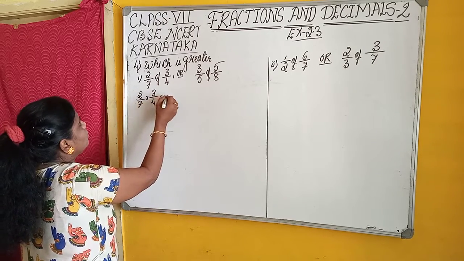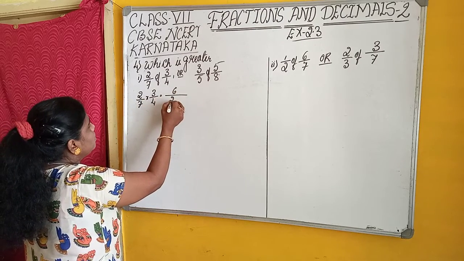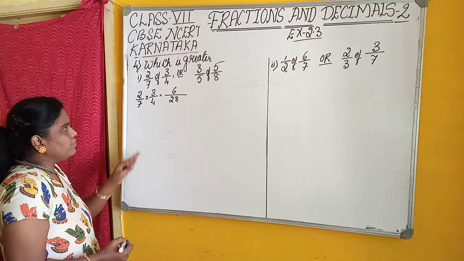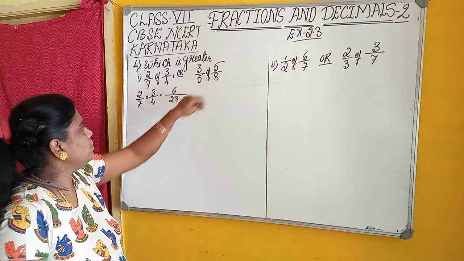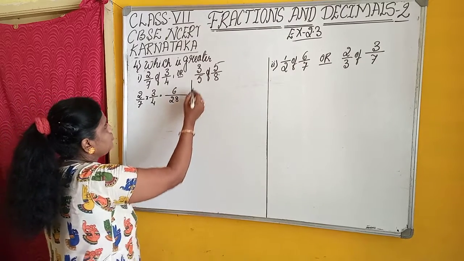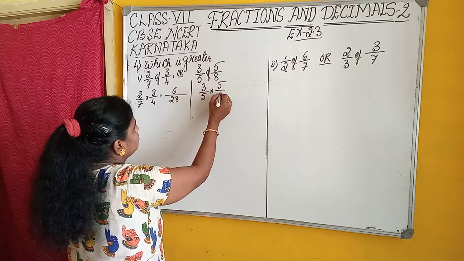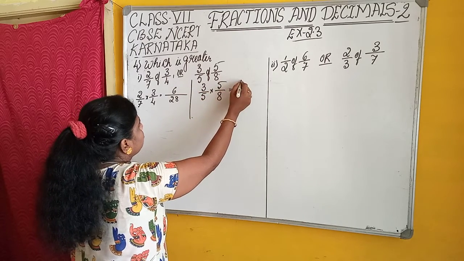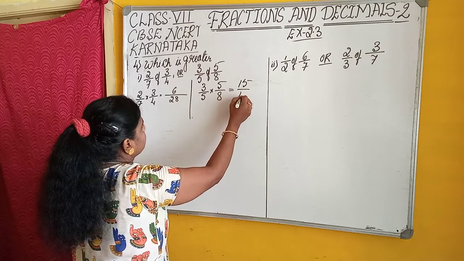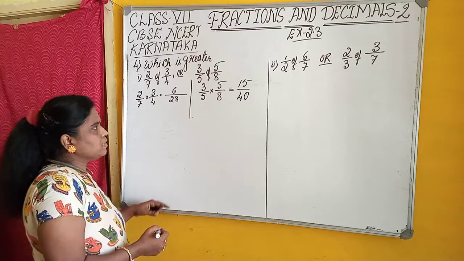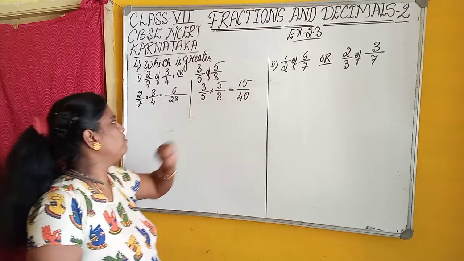We know how to multiply fractions: multiply the numerators and multiply the denominators. Here when we simplify this, we got 6 by 28. Now simplifying 3 by 5 into 5 by 8, here 3 5s are 15, 8 5s are 40. Okay students, here what we got? 6 by 28 and 15 by 40.